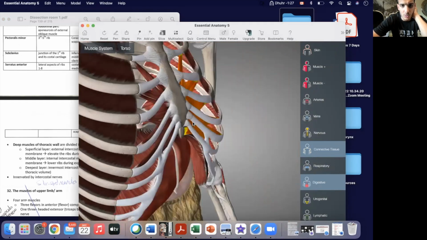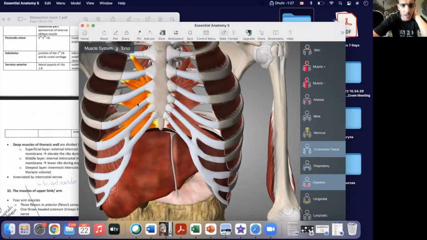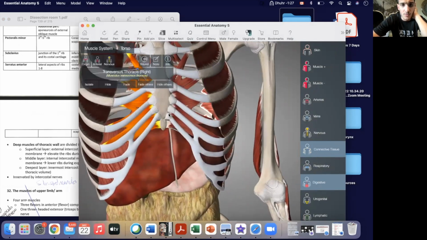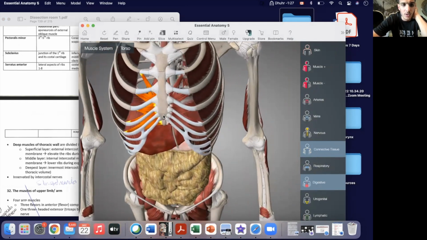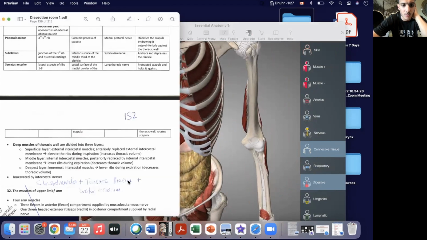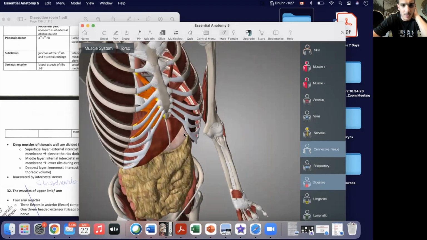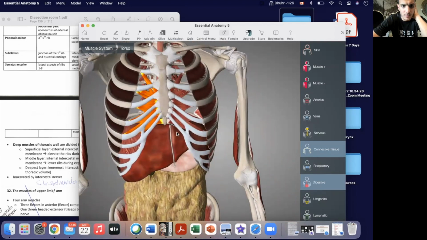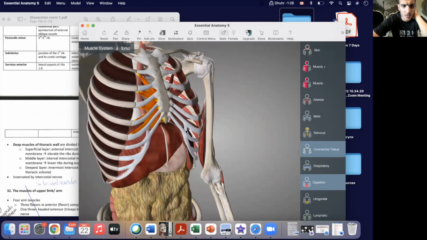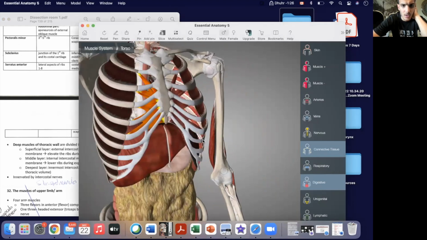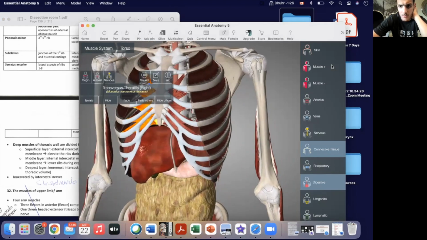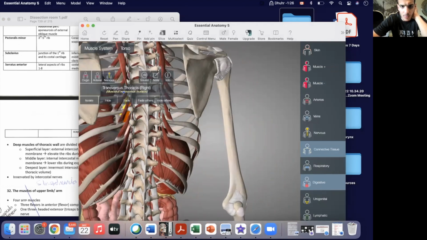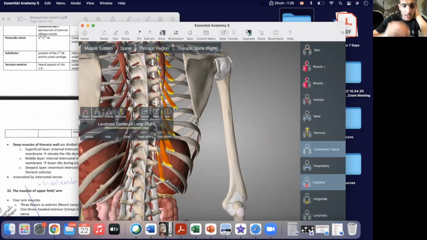This is like a spider web present here on the front part, just posteriorly to the sternum. It's called the transverse thoracis. The subcostalis, let's see if I can find this subcostalis, and the levator costarum. Let's see if we can find them there. I hope these are the ones here.